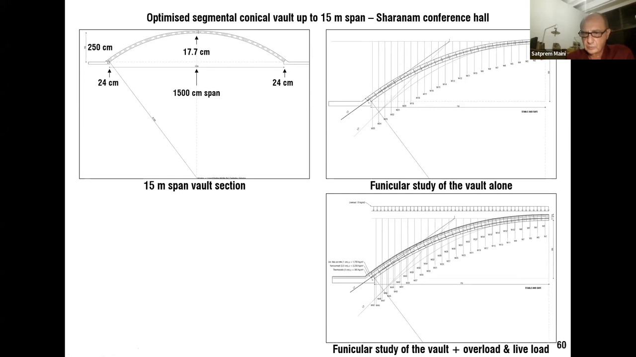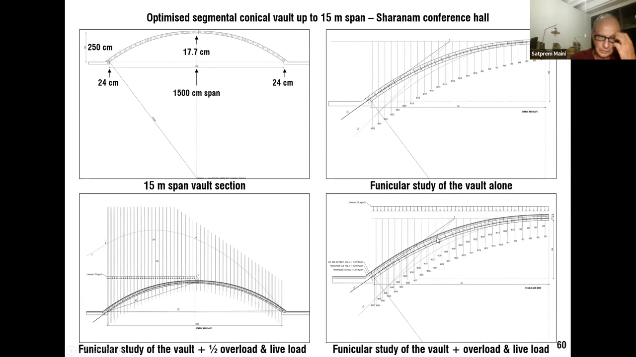In that case, this will be with an overload and live load. This waterproofing load here with live load. And of course, LT must remain in the middle third of the vault itself. And then we have to do also asymmetrical loading for wind pressure.